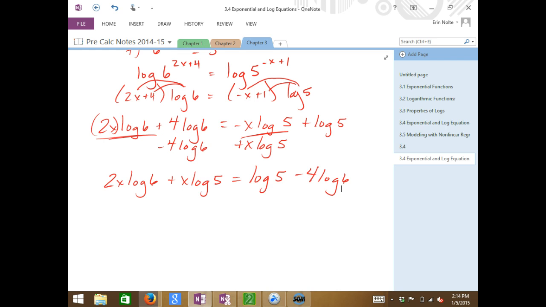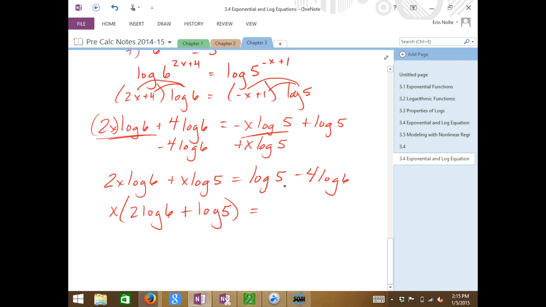Okay. So now on the left-hand side, I have an x on both terms. So what I'm going to do is pull it out like a greatest common factor. Okay. So I'm going to pull the x. So the first term is going to have 2 logs of 6 left over. The second term is just going to be the log of 5.